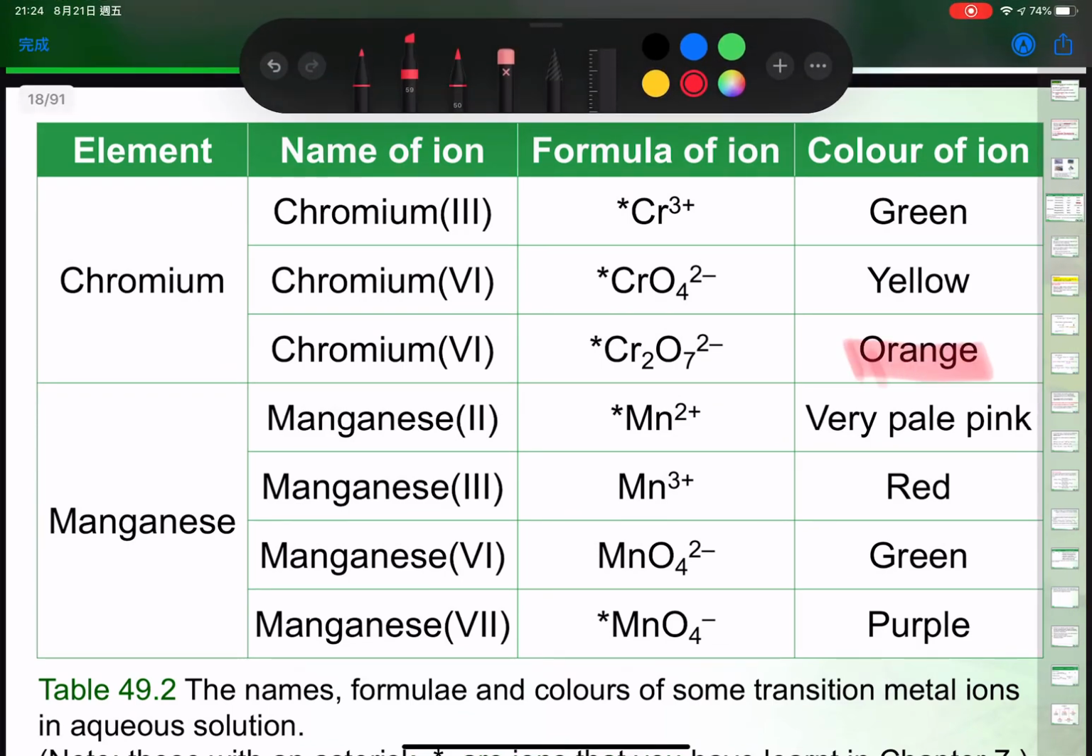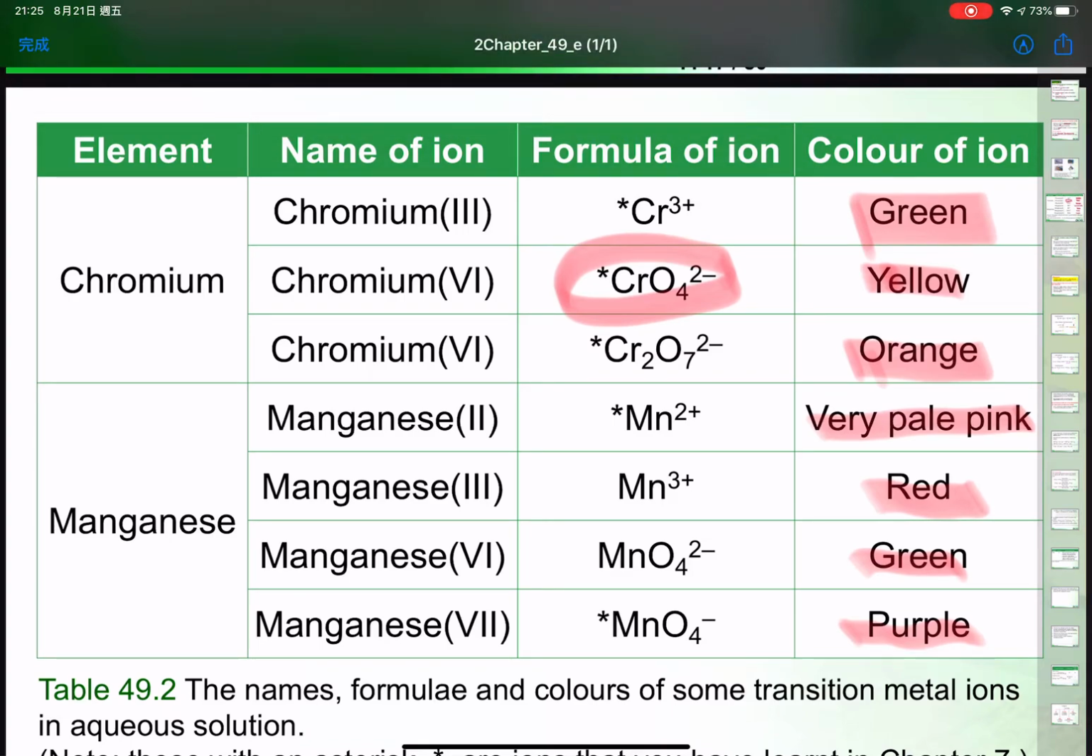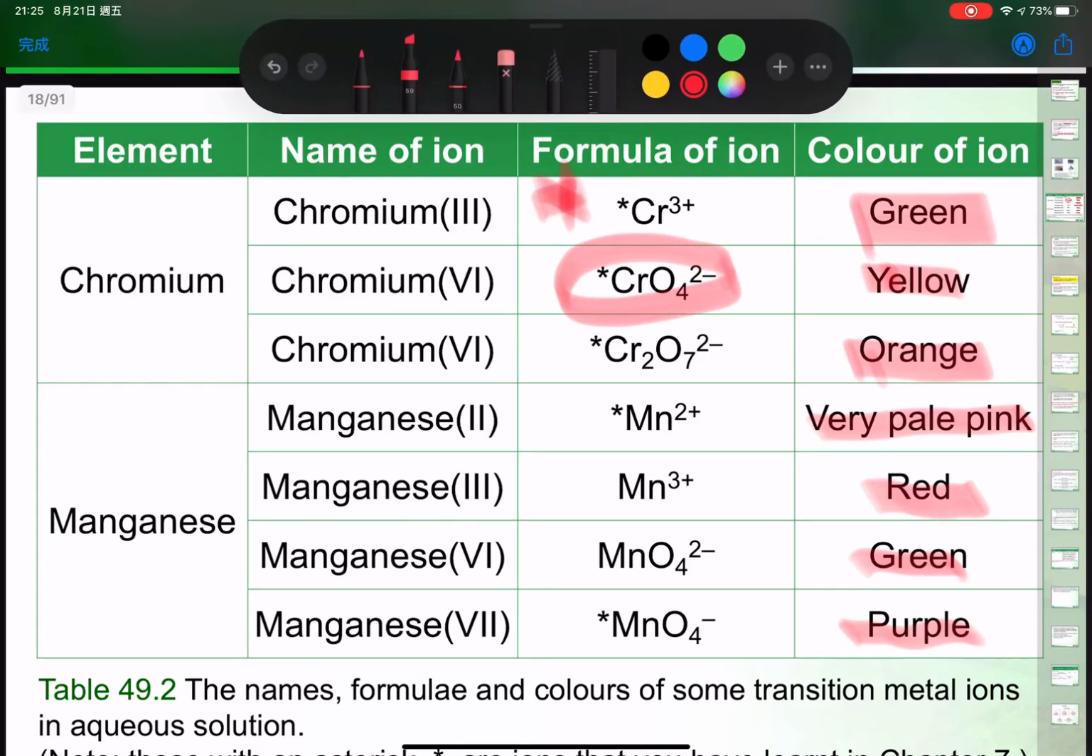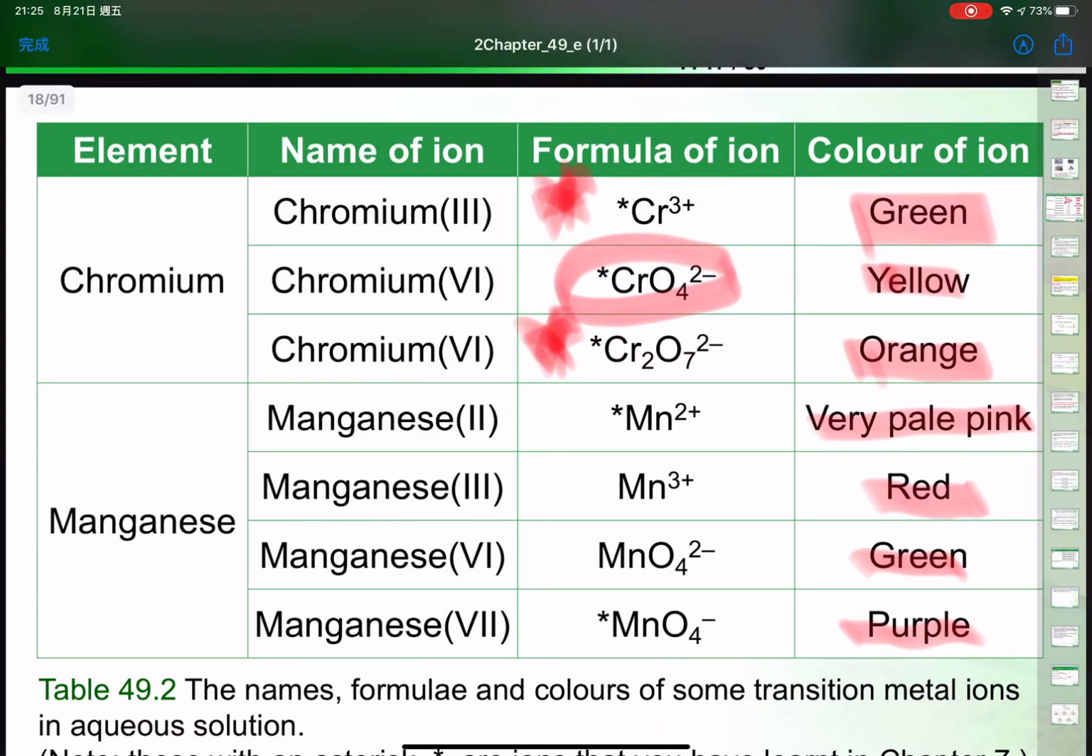Dichromate, chromium 3 plus green, Cr2O7 2 minus orange, green to orange, we learned. You just memorize this one, yellow color, chromate CrO4 2 minus. Manganese 2 is pink, very pale pink, sometimes we say colorless. Manganese 3 to black. MnO4 2 minus is green, but MnO4 minus is purple. Be careful with the colors here. Manganese has so many different colors. Manganese and chromium, at least Cr3 plus and Cr2O7 2 minus are the common ones. You need to know these two colors. And manganese also, be careful.